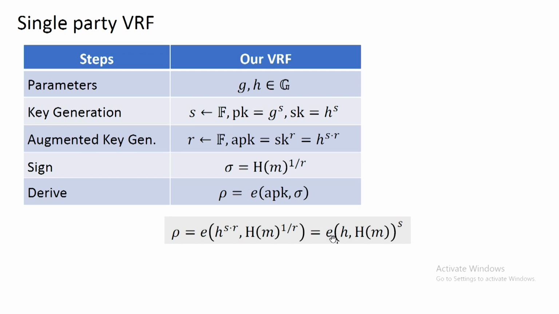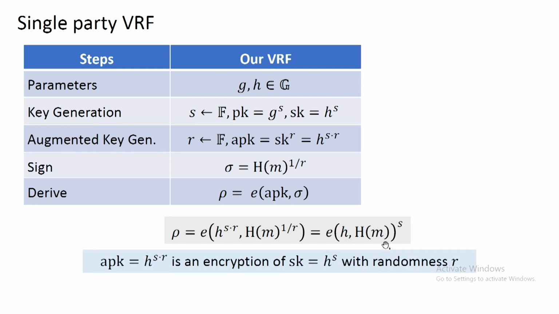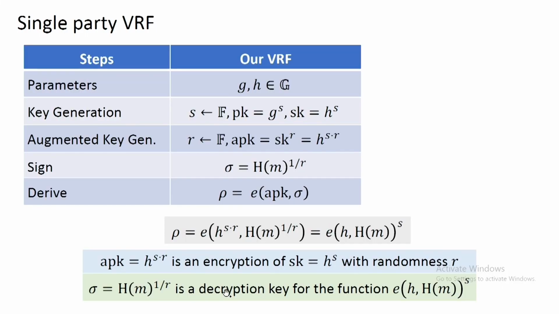And the VRF will eventually look like this, but what is the intuition? So here, the augmented public key is an encryption of the secret key using a randomness R. And if you know what functional encryptions are, we are doing something very similar there. And this partial VRF evaluation is a decryption key, which lets anyone with access to the decryption key compute this final function, which is pairing of H along with hash of the message and raise it to the original secret key. So what we are doing is a functional encryption here. Very simple one.